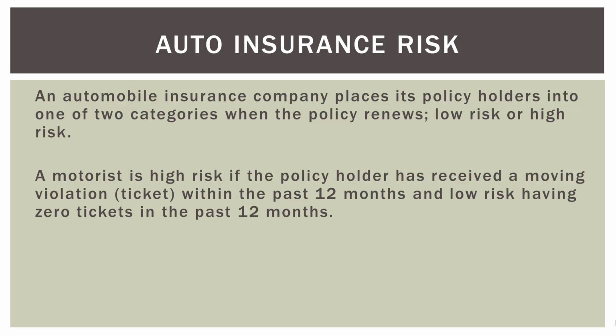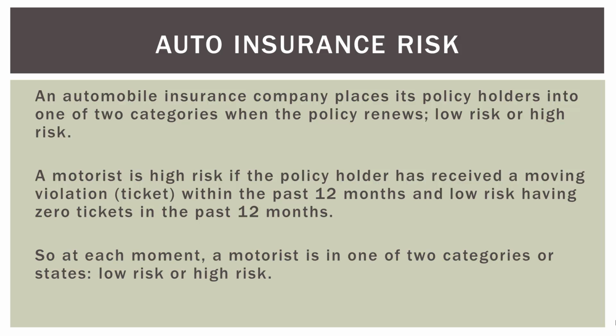So when the policy renews, the insurance company will look back over the past 12 months. If that person has a ticket, they will get put in the high risk group. If that person does not have a ticket, they will get put in the low risk group. It's pretty much that straightforward. Now at any given moment, a motorist is in one of the two categories, or states. We call these states. They're either in the low risk state or the high risk state.